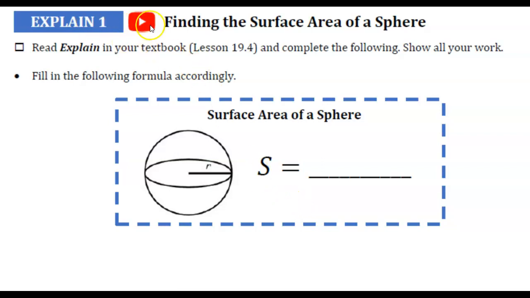So here it says explain 1, finding the surface area of spheres. In order to find the surface area of a sphere, we're going to be multiplying 4 times pi radius squared. That's how we're going to find it. Now remember, an approximation for pi is 3.14. Feel free to write that down as a note so you can have that in your packet.